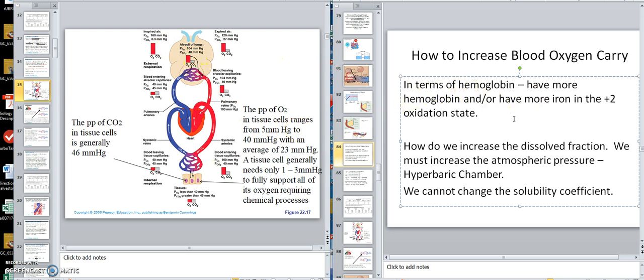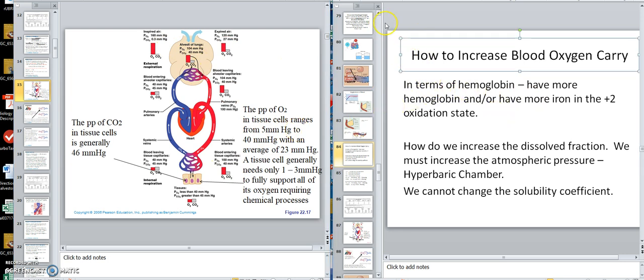Then we come over here, and then we'll get down here. All right. So how do you increase blood oxygen carry? Let's say, how do you increase your carrying of blood oxygen? I'm going to do that in terms of hemoglobin. So these are practical points. In terms of hemoglobin, have more hemoglobin. Normal hemoglobin was 12 to 16. The higher you have, the better, up to a point.